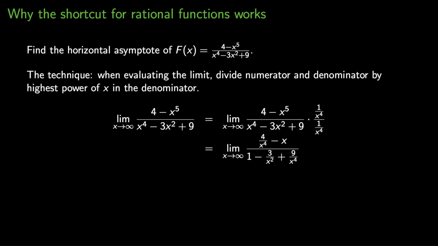4 over x to the 4th minus x on top, right? Because x to the 5 divided by x to the 4, that's what I get. And on the bottom, I get 1 minus 3 over x squared plus 9 over x to the 4.